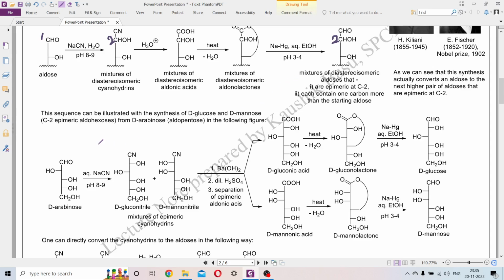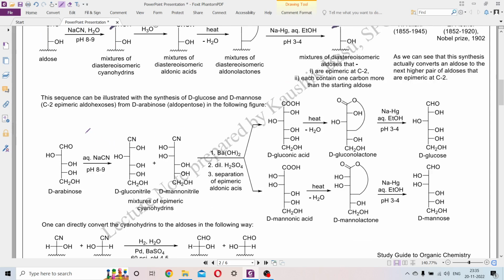An example is, obviously, D-arabinose, and we know that D-arabinose has the same configuration at its C2, C3 and C4 as the configurations of C3, C4 and C5 of both D-glucose and D-mannose, which are epimeric at the C2 position. So a Kiliani-Fischer synthesis of D-arabinose is expected to give a mixture of D-glucose and D-mannose. So let's put that theory to the test.